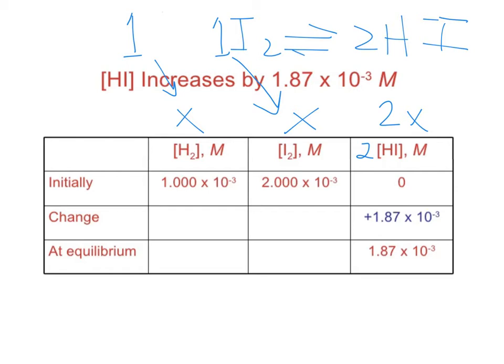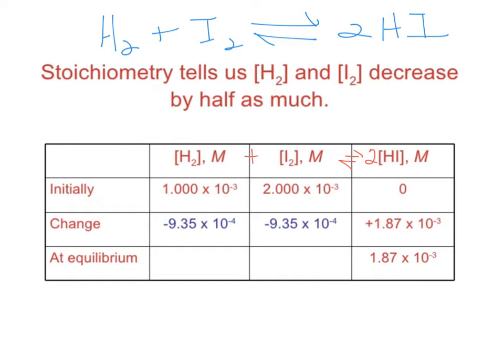And we were told in our problem that at equilibrium we had 1.87 times 10 to the minus 3 molar of HI. So that's our change. We went from 0 products to 1.87 times 10 to the minus 3 at equilibrium. So the change for the HI was from 0 to 1.87. It's a positive change, 1.87 times 10 to the minus 3. And I'm just putting my x and 2x.